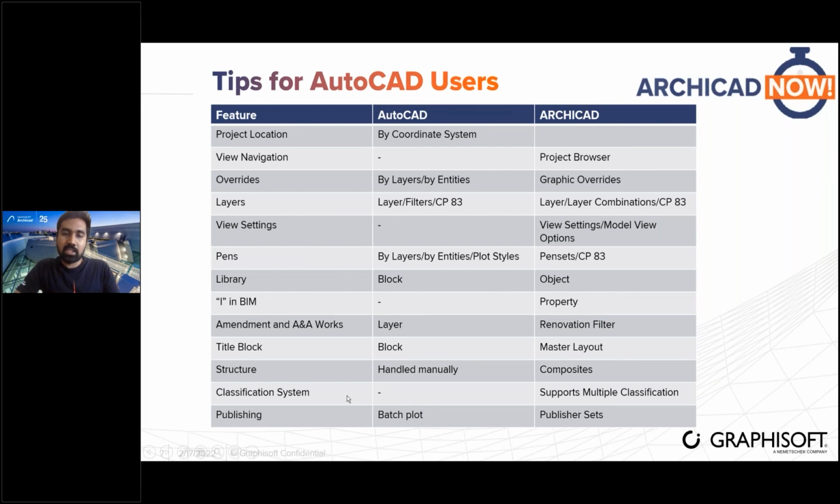And then there's no classification system inside AutoCAD. In Archicad, we support multiple classification systems that can be used in schedules, property managers, and in exporting files like IFC files. For publishing, we can batch plot the AutoCAD file, and in Archicad, we have publisher sets using which you can publish multiple file formats. All right, so these are the tips and tricks that you can follow when you migrate from different CAD tools to Archicad.